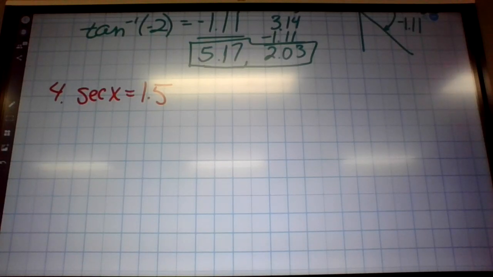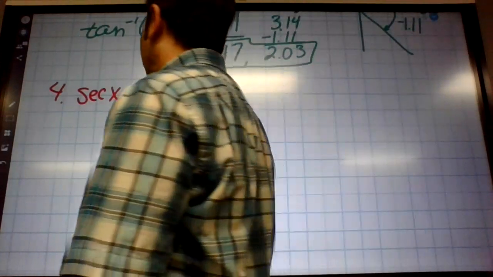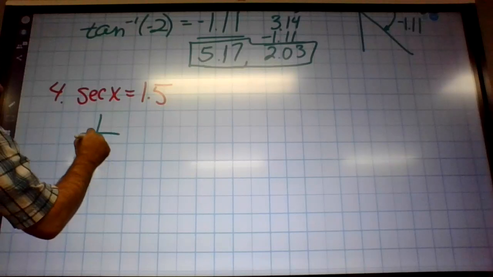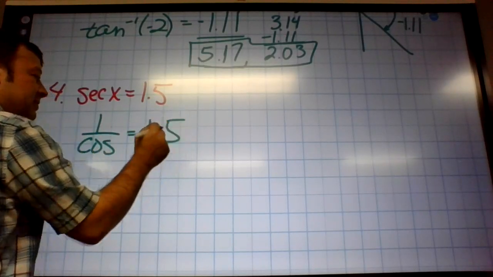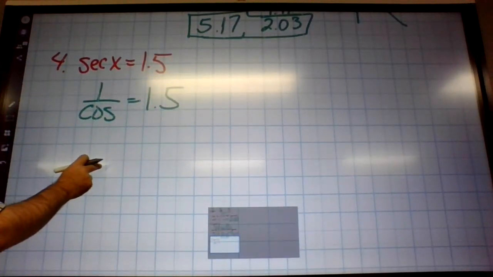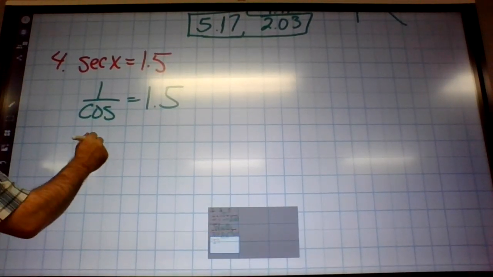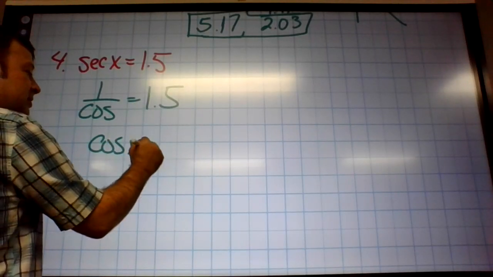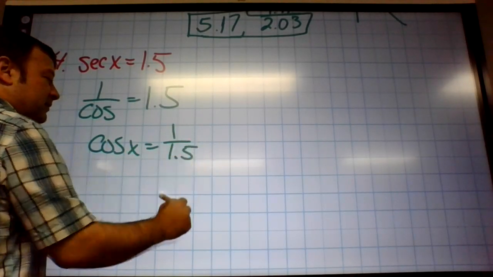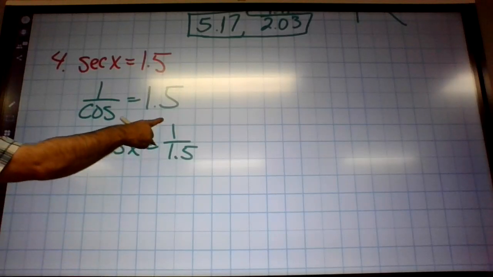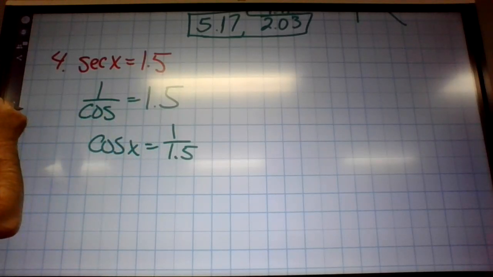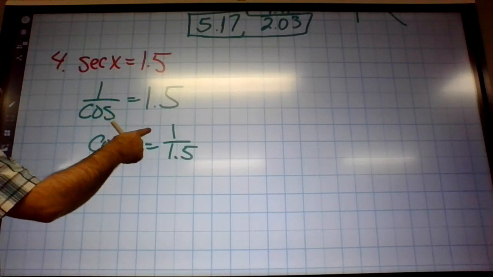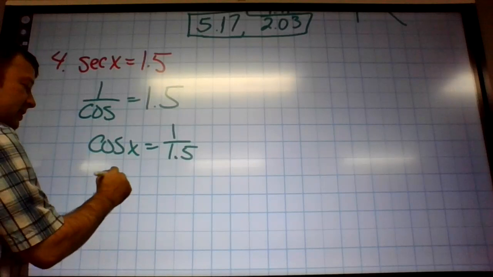Okay, do you guys remember how to do secant? Because that's not on the calculator. 1 over cosine. But that's not quite how we wrote it. You guys remember how we wrote it? Cosine inverse with 1.5. Cosine equals 1 over 1.5. Usually it was a fraction, like a normal fraction, but it's okay.